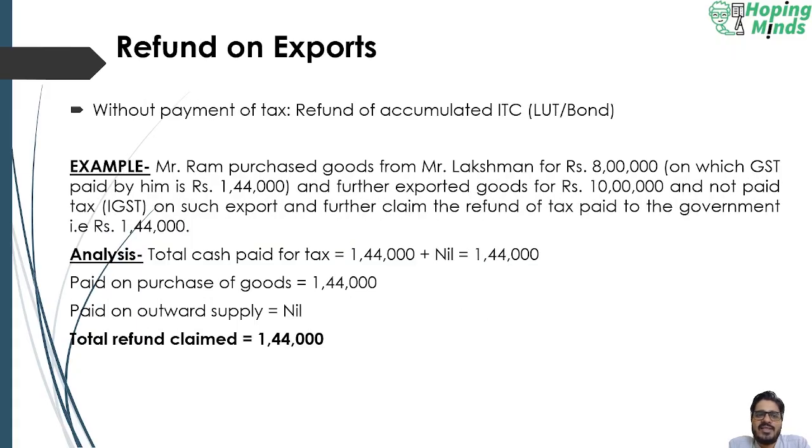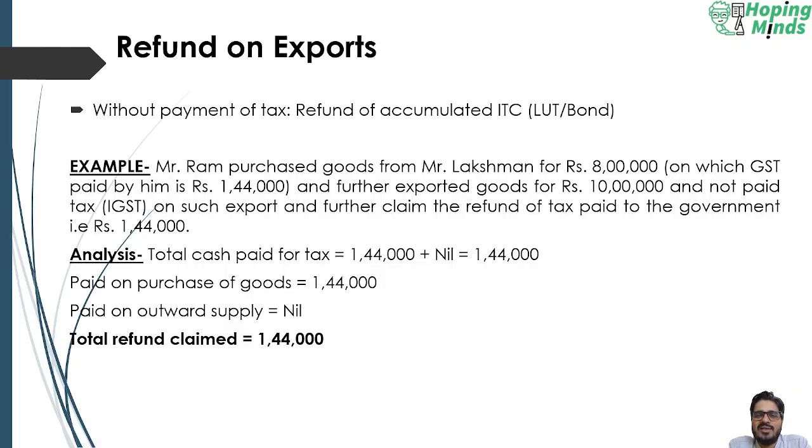Next, let us take an example of without payment of taxes, that is refund of accumulated ITC balance with LUT or bond. Mr. Ram purchased goods from Mr. Lakshman for rupees 8 lakh, on which GST paid by him is rupees 1,44,000. And further, he exported the goods for rupees 10 lakhs and did not pay any taxes, that is no IGST on such export, and further claims the refund of tax paid to government, that is rupees 1,44,000.